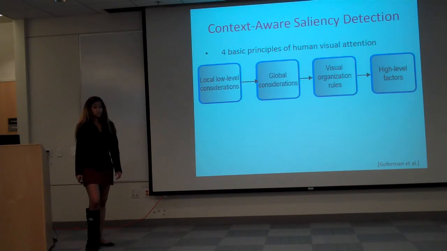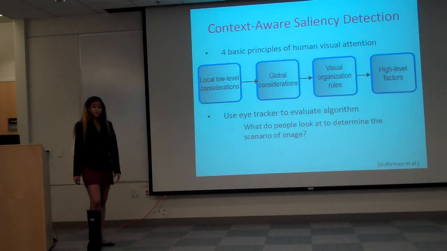And then global considerations is it finds repeating patterns, so it would be able to eliminate like the background, like the grassy field, you wouldn't need to see the entire grass. And then visual organization rules is how it connects everything together. So the grass is with the other grass, and then it would just be able to figure out what the objects are. And then high-level factors are like human faces, because one of the first things people look at in a picture is the face to see if they can recognize anyone, and also text, if there's any text in the picture.